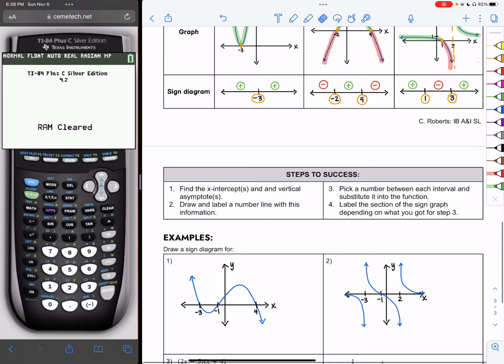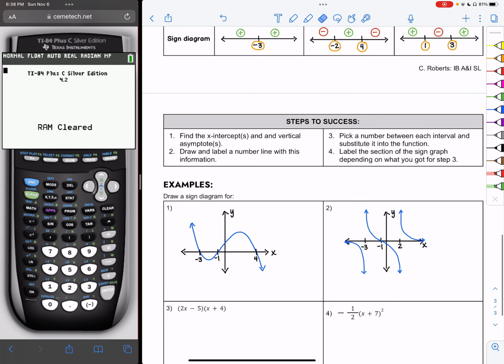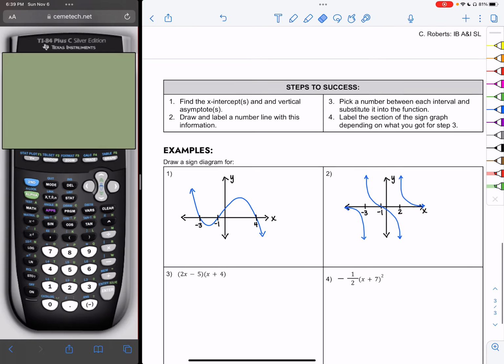So the steps to success for drawing sign diagrams is that you first want to find the x-intercepts and vertical asymptotes. Once you have that, you're going to make a number line with that information on it. And then you're going to pick a random number in each interval, and you're going to substitute it into the function. And then you're going to label the section of the sign diagram depending on the sign of the output that you got in step 3.